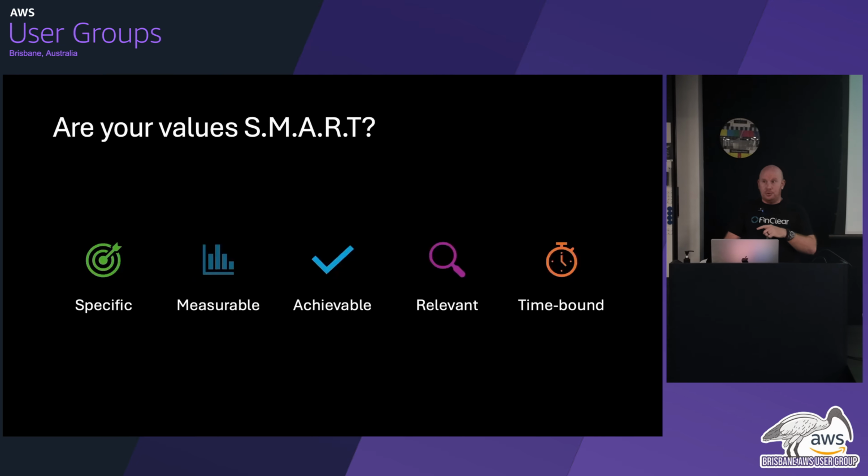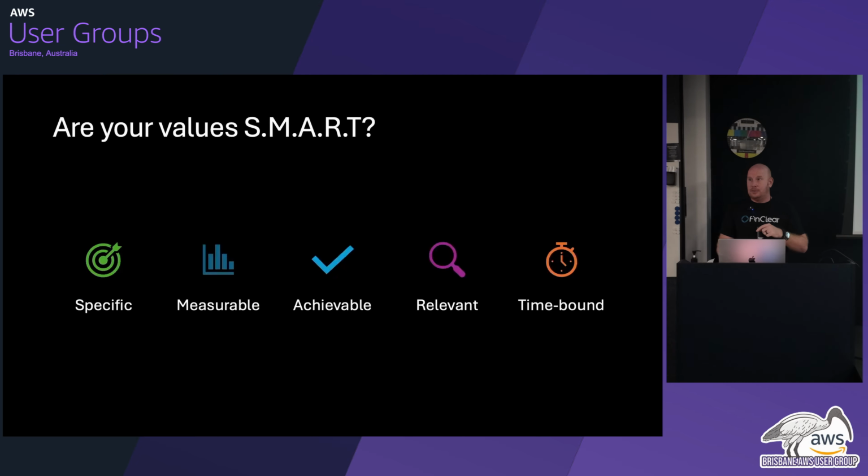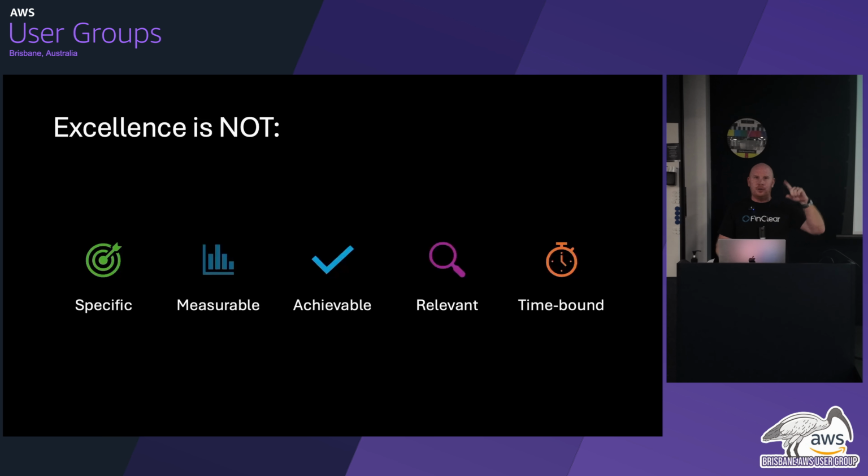So are your values SMART? And by SMART, we're talking about specific, measurable, achievable, relevant, and time-bound. They must be. Because let's think about excellence as an example, one that I was holding near and dear to my heart. Right? When do you achieve it? How specific is it? At what point do I go, I've achieved it? I'm doing it. It's never achievable.